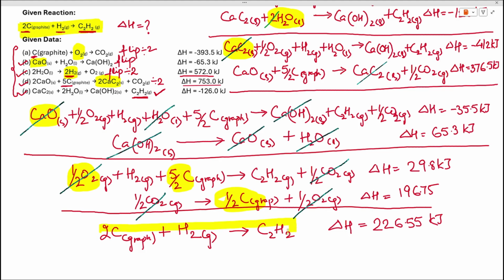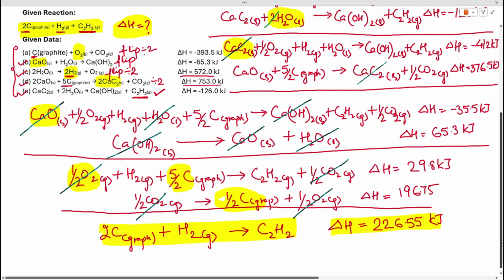So we can see that this is our target equation. We have our target equation the same way written down over here. We did not have the value of delta H, but we have it now, the delta H value as 226.55 kilojoules. I hope you understood the process.